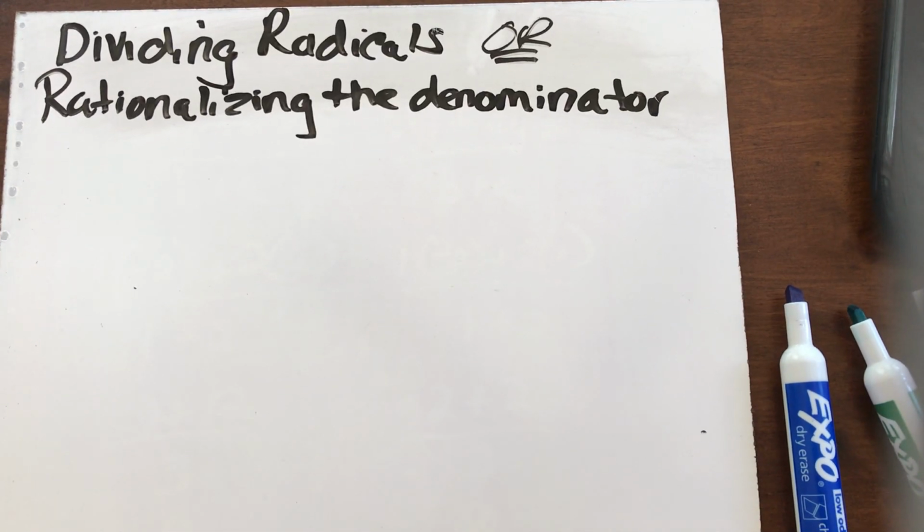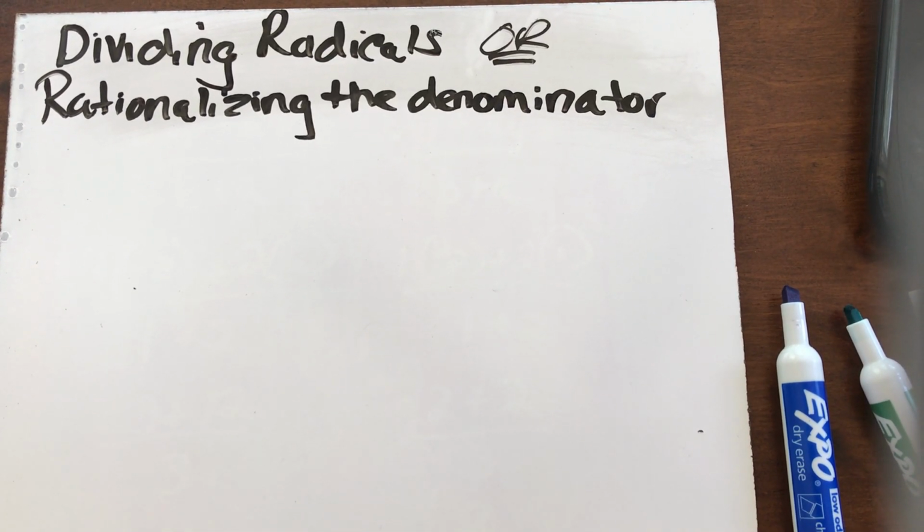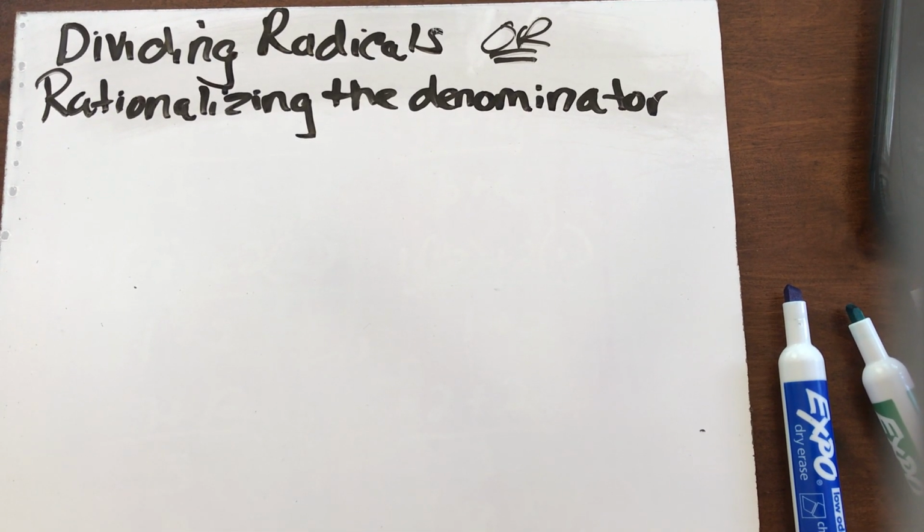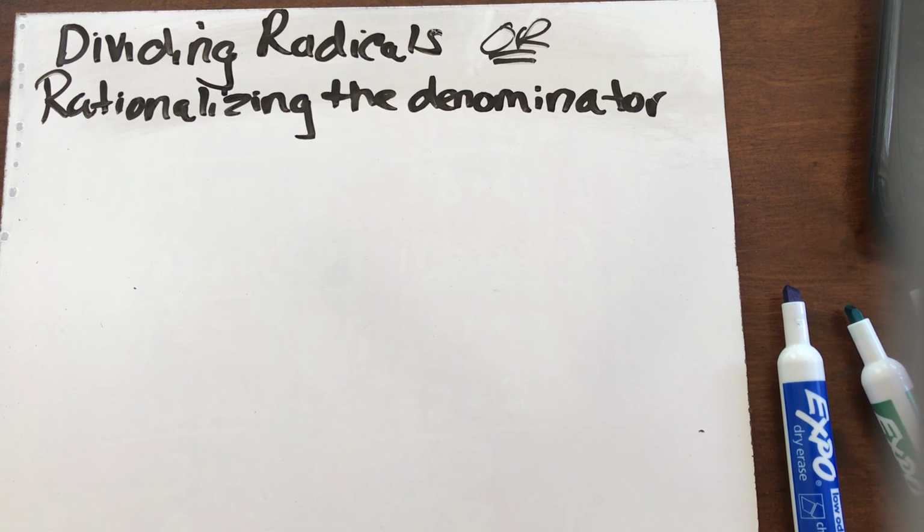Okay, today we're going to look at how to divide radicals. We've simplified, we've added and subtracted, we've multiplied, and now we're going to divide. Now the thing about dividing radicals, you're also going to hear it called rationalizing the denominator, because if you think about it, can you have a denominator that's an irrational number?